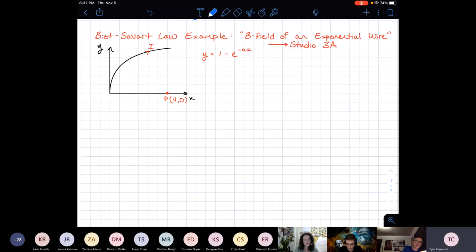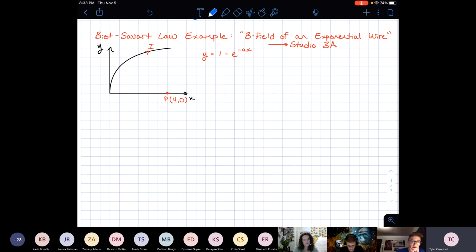All right, so before I get started here, just to let you guys know, this is the B field of an exponential wire problem from Studio 3A. This should look pretty familiar because we've done the problem about two or three times now. You had it as a graded group activity, so it wouldn't surprise me if it came up again.